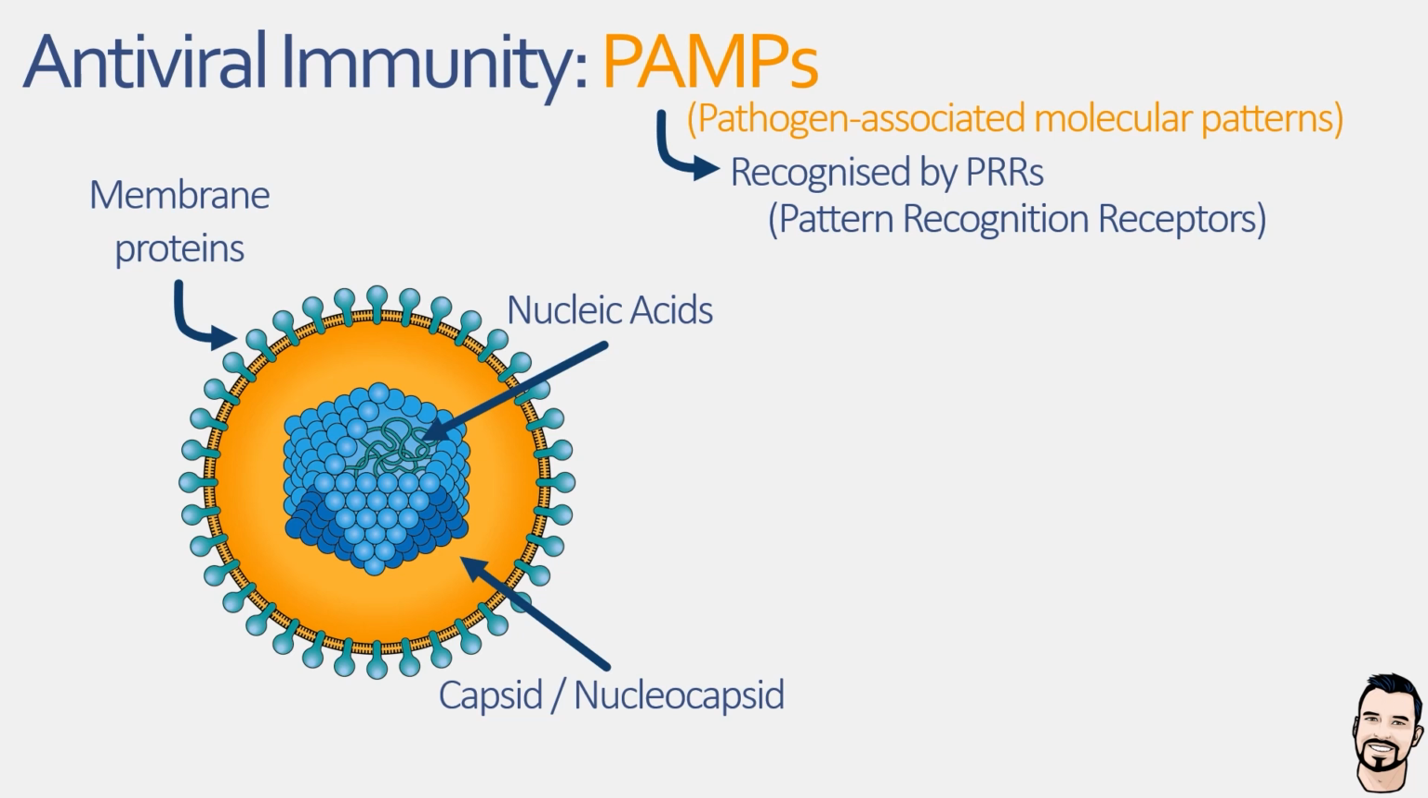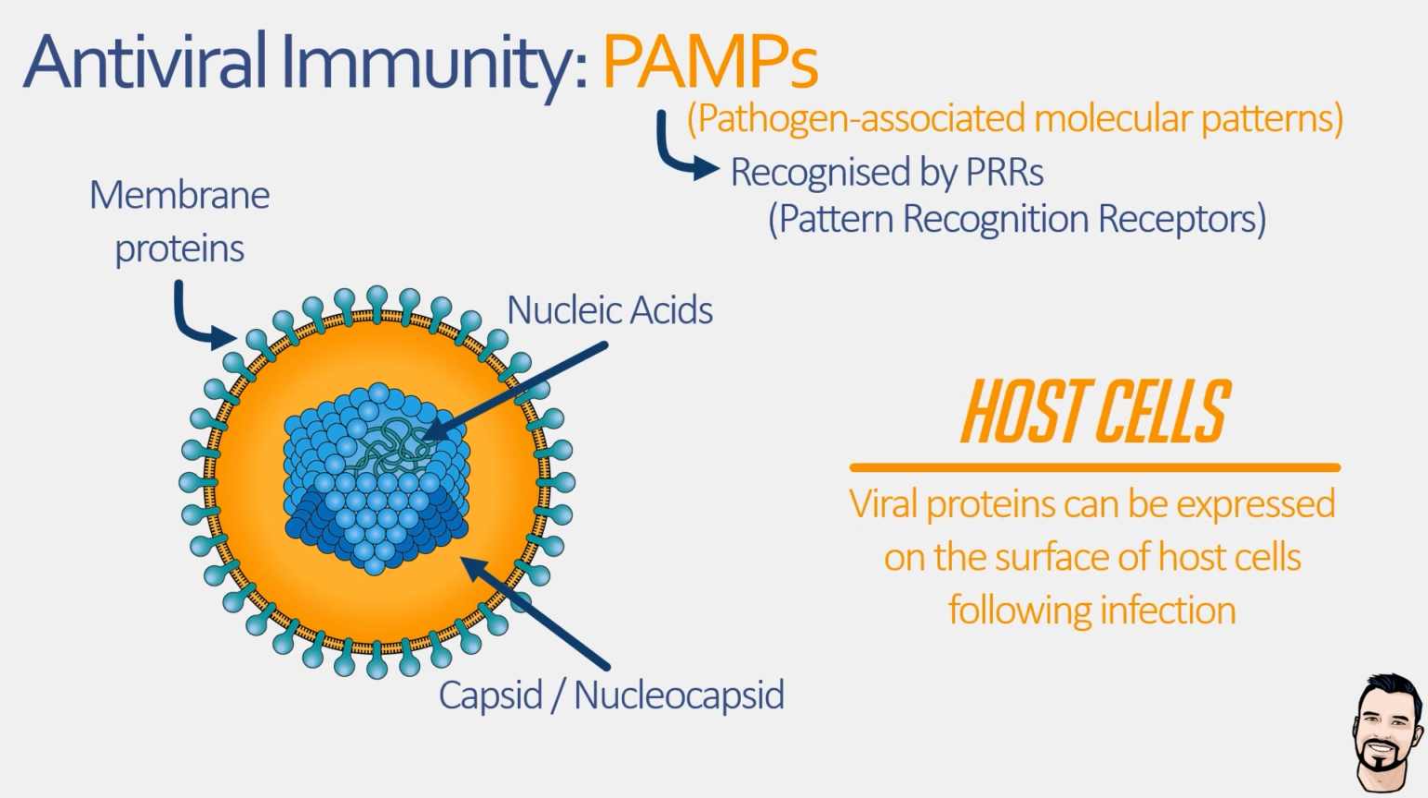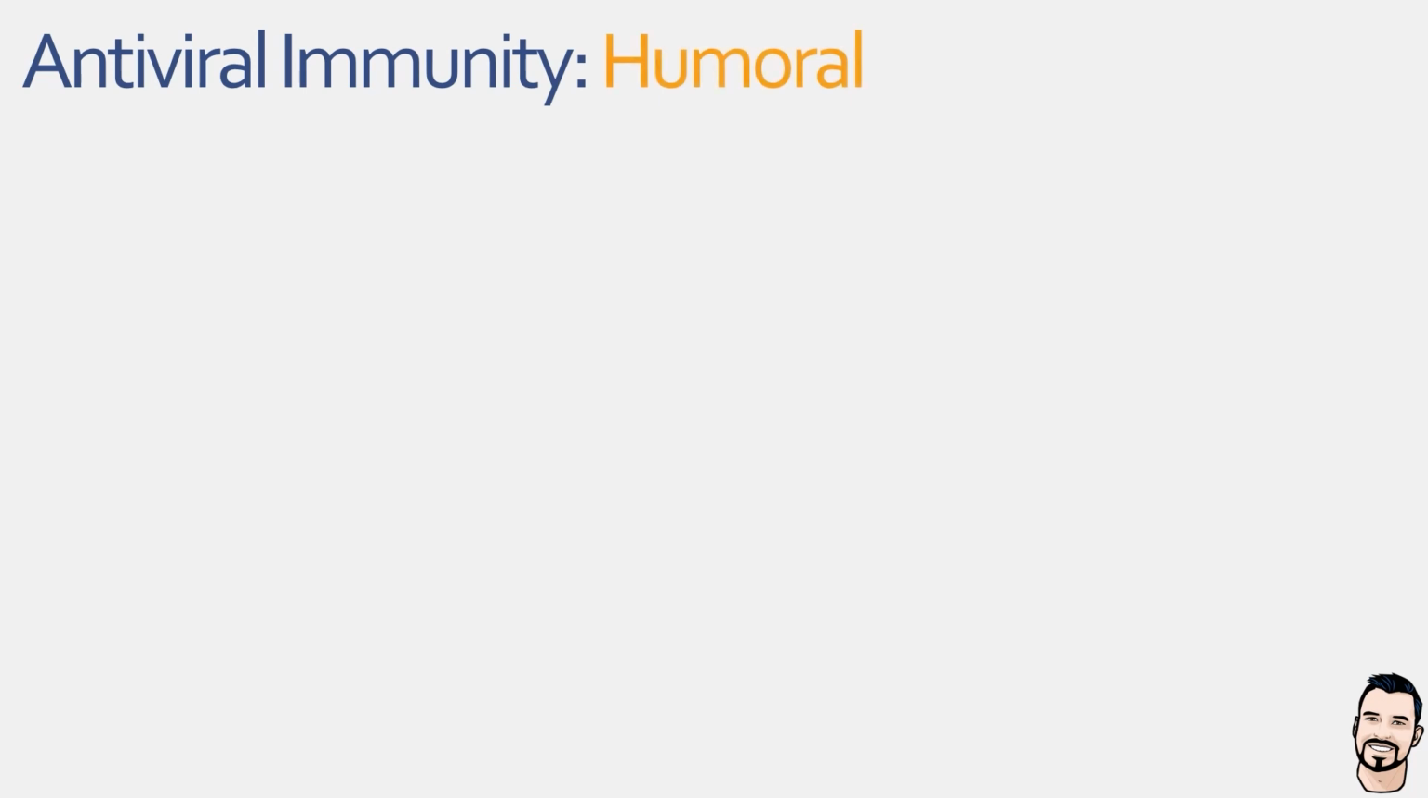Now, one of the interesting things about these PAMPs is that they aren't just expressed on the surface of the pathogen. They can also be expressed on the surface of a host cell that has been infected and the virus is actively replicating in. Essentially, as the hijacked cell starts to produce viral proteins, some may be integrated into the plasma membrane of the host cell, acting as a PAMP. So let's have a little bit more of an in-depth look at these antiviral mechanisms.